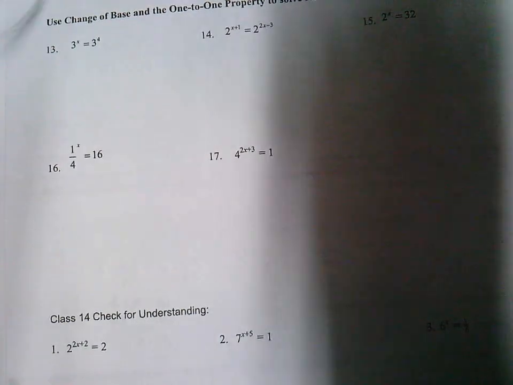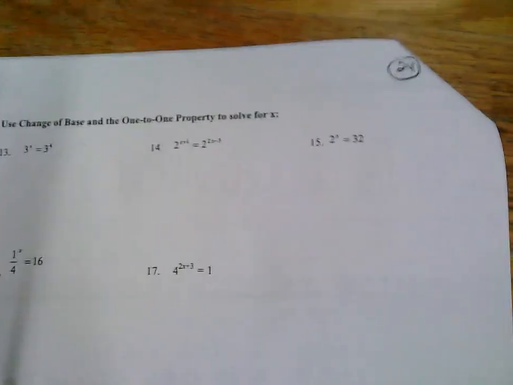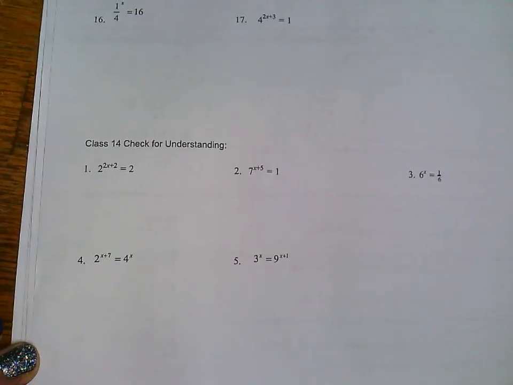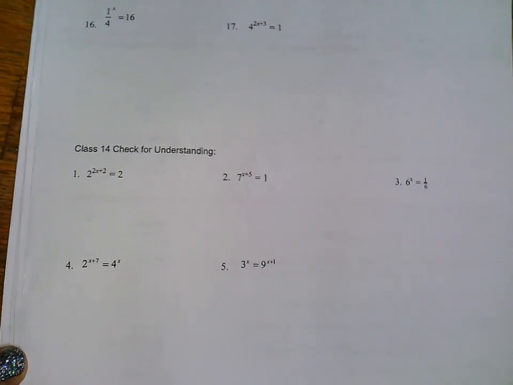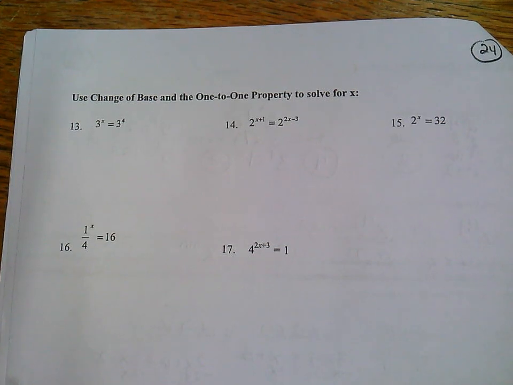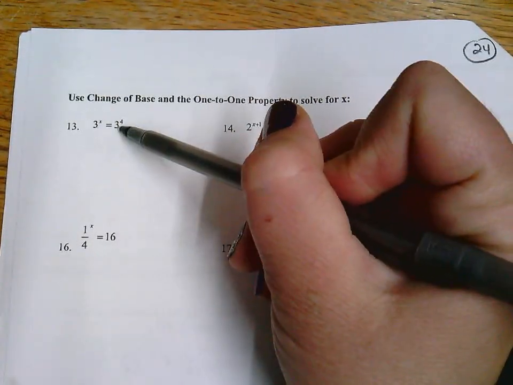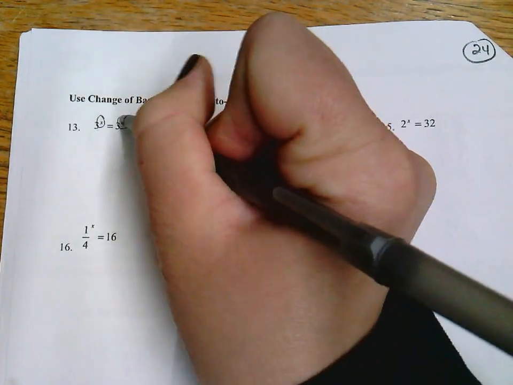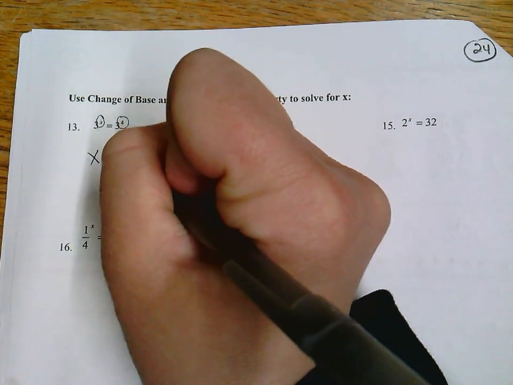So we are going to do 13 through 17 together, and then you're going to submit 1 through 5 as your check for understanding for today. So let's see. Example 13 already has the 1-to-1 property, a 3 on both sides. So I can just set my exponents equal, and x must equal 4.